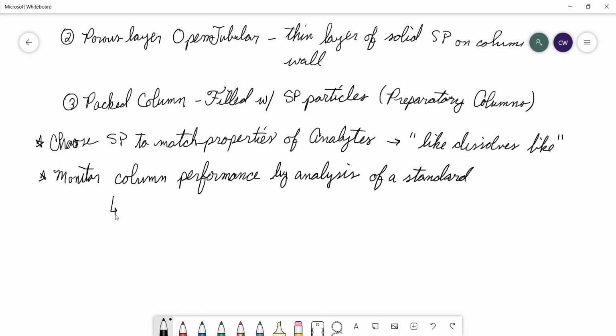Typically, we look at things like the retention factor. We look at the number of theoretical plates that are being generated by the column, right? We look at the peak asymmetry, right? We'll look at just overall signal, right? Changes in these indicate that there's an issue, and we have to figure out what that issue is.